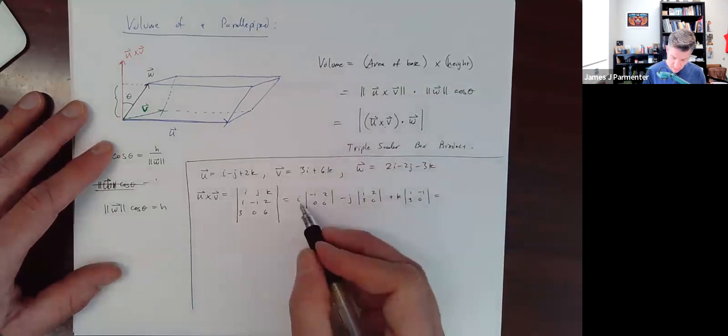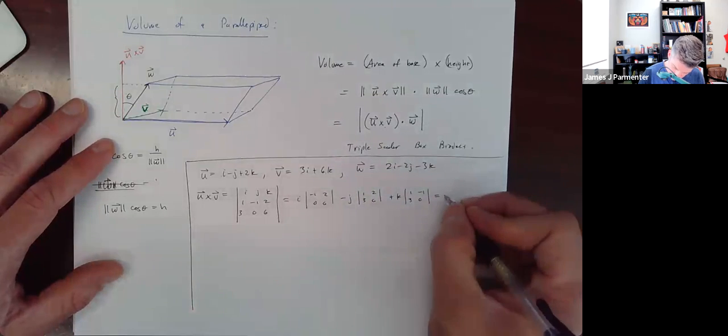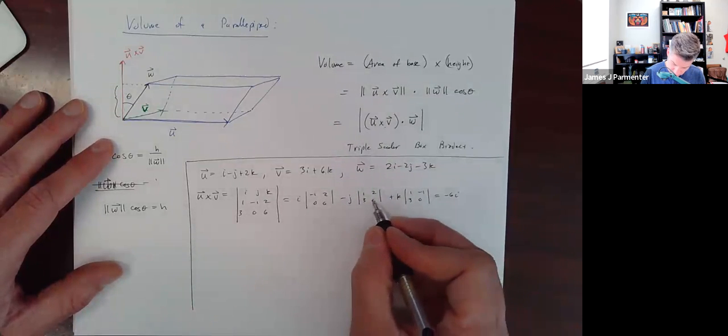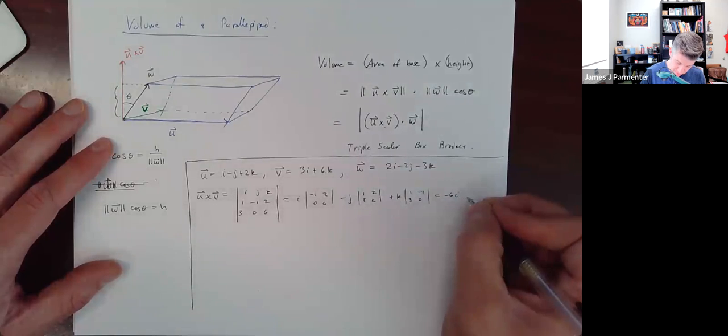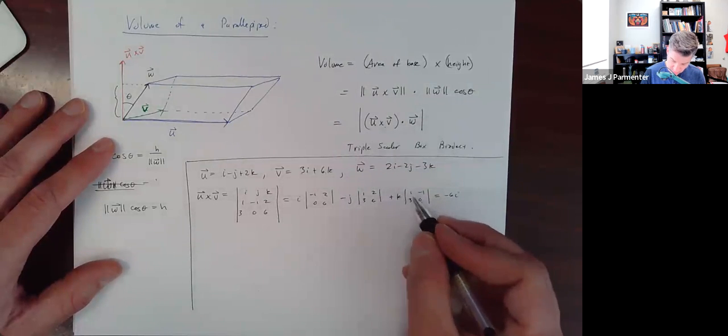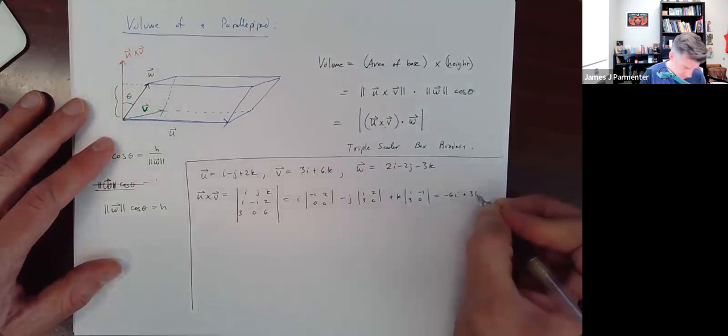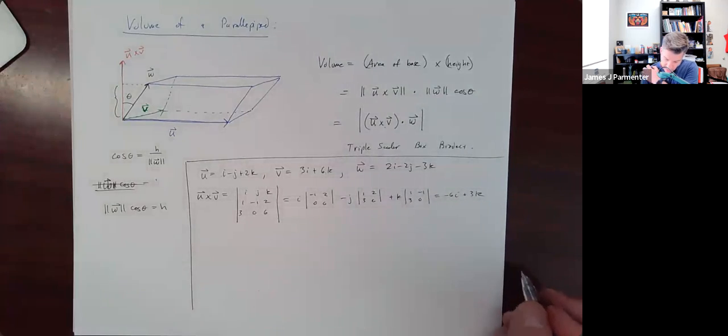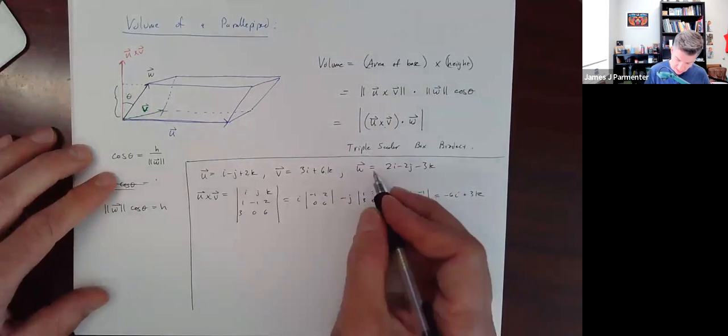Which is going to be equaling, let's see, I times negative 6 minus J times 6 minus 6 is 0. So you actually get 0J. And then K times 0 minus 3 is plus 3K. Double check that it looks right. And then we're going to do that dotted with W.